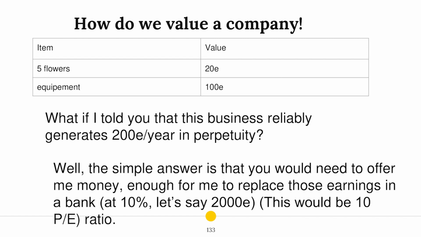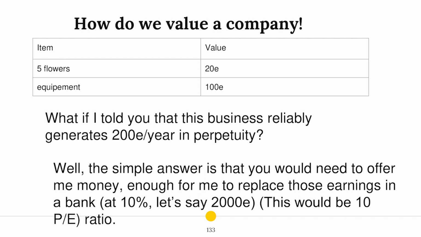Well, the simple answer is that if you want to sell it, you want to replace it with the amount of money that can generate the same income for you from a bank or from some safe investment, right? And let's say that bank would give you a 10% savings account, which will not happen, but let's say that happens. Then you can sell your business for like 2,000 euros, because if they give you a 10% savings account, that means if you put this to 2,000 euros, you replaced essentially your part. And you sold your business for something that's of equivalent value.